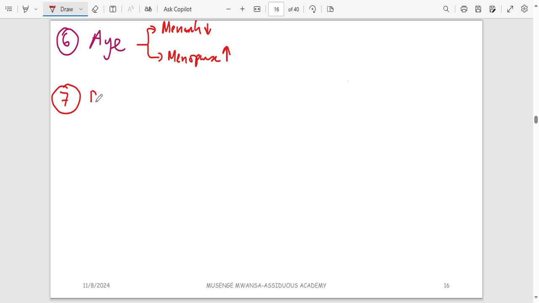Even diet. Okay, diet. Like when you consume large amounts of fat in the diet, a diet that is rich in fat, high calories, cigarette. Of course, that's not food, right? But you can put it there. Also, alcohol. These are factors that can increase risk of getting cancer.